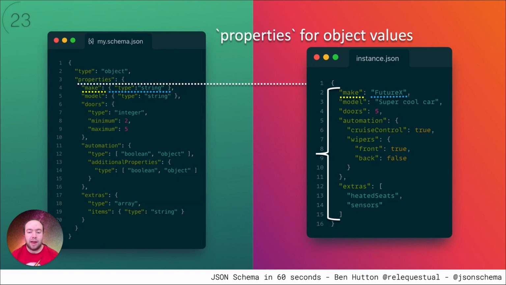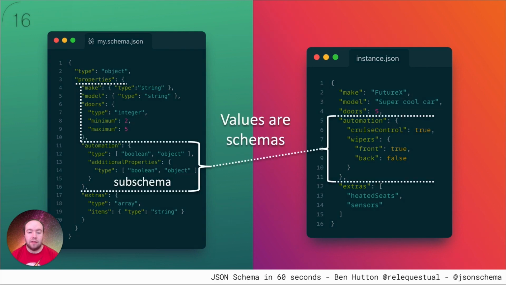The properties keyword allows us to validate an object's properties. Where the key matches, the subschema value is applied. Here's another subschema. The value of the properties object are subschemas. The schema is applied to the appropriate instance value if it exists.